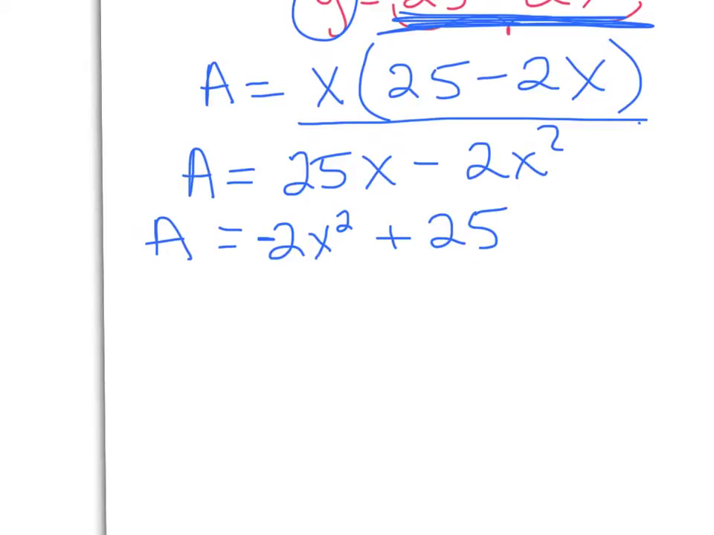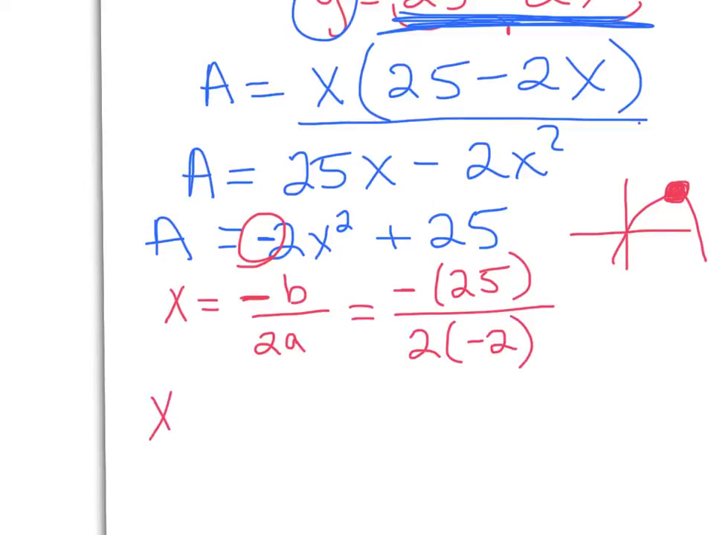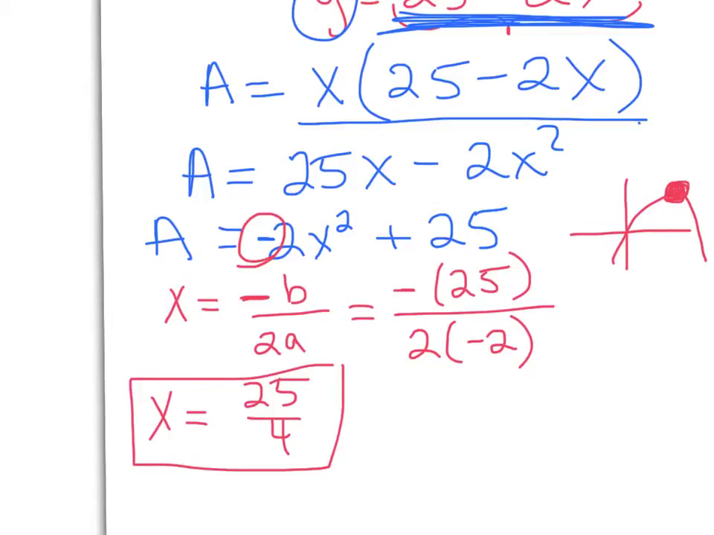Now for the maximizing questions, we notice that we are going to end up with an a value that is negative, which means we have a quadratic that is going to be upside down. And our maximum is going to occur right here at the vertex. And if you recall, the easy peasy lemon squeezy way to find the vertex is to use our little equation, which is x equals minus b over 2a. Now, our b value here is 25, and our a value is minus 2. So this gives us that the x value of the vertex is 25 over 4, and now we can use this to figure out our y.